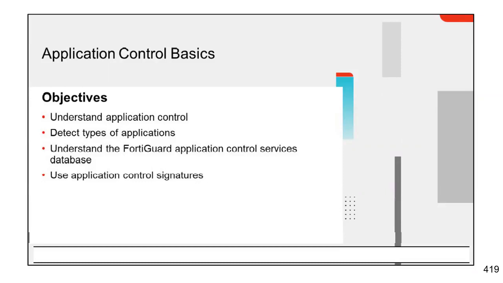All right, so we are going to talk about something which is called application control. Just to give you an idea, after completing this section, you should be able to achieve the objectives shown in the slides. So understanding the application control, detection types of application, understand the FortiGuard application control services database, and using the application control signatures. This is what we are going to understand in today's session.